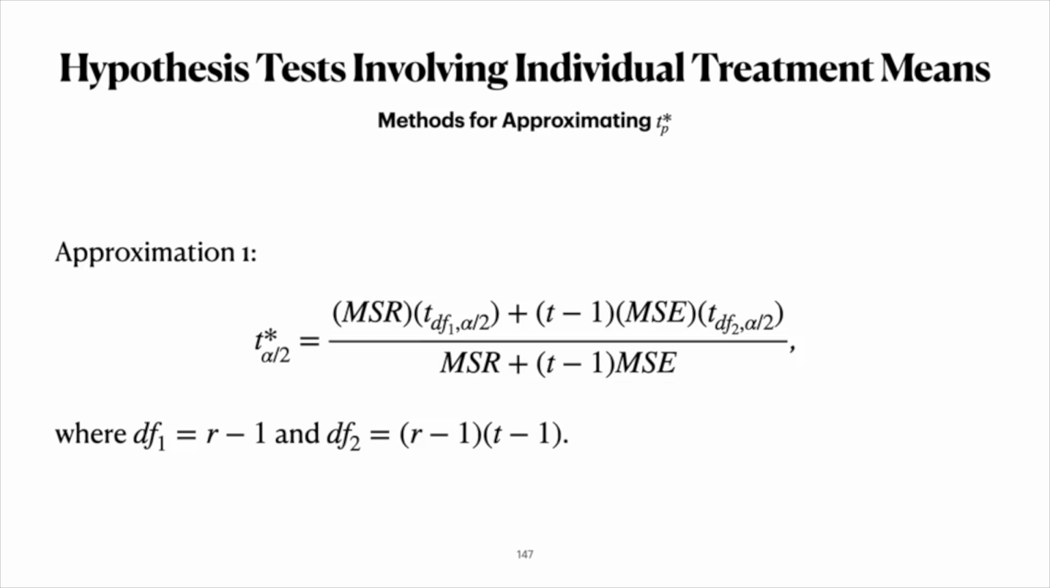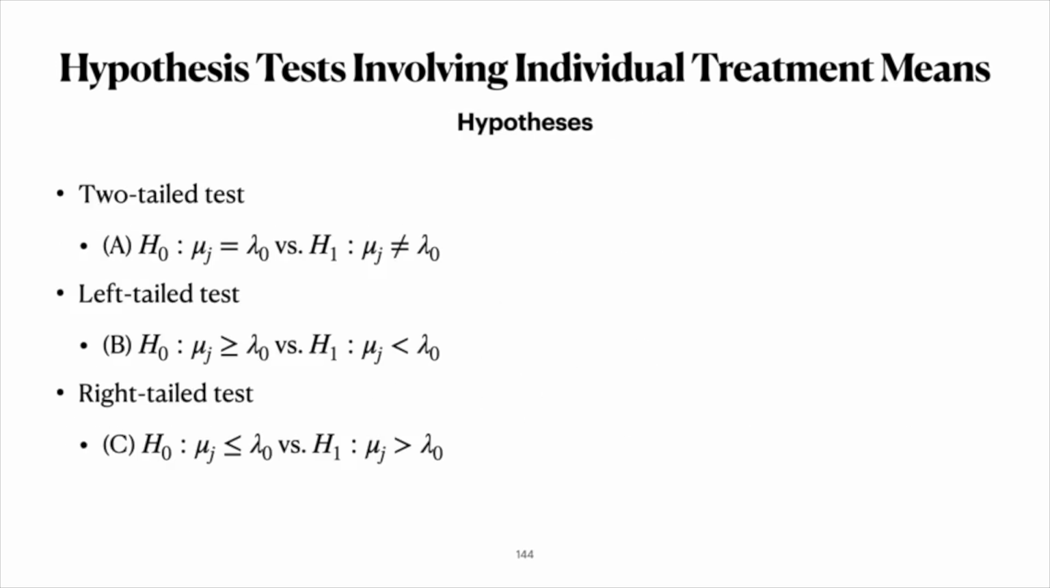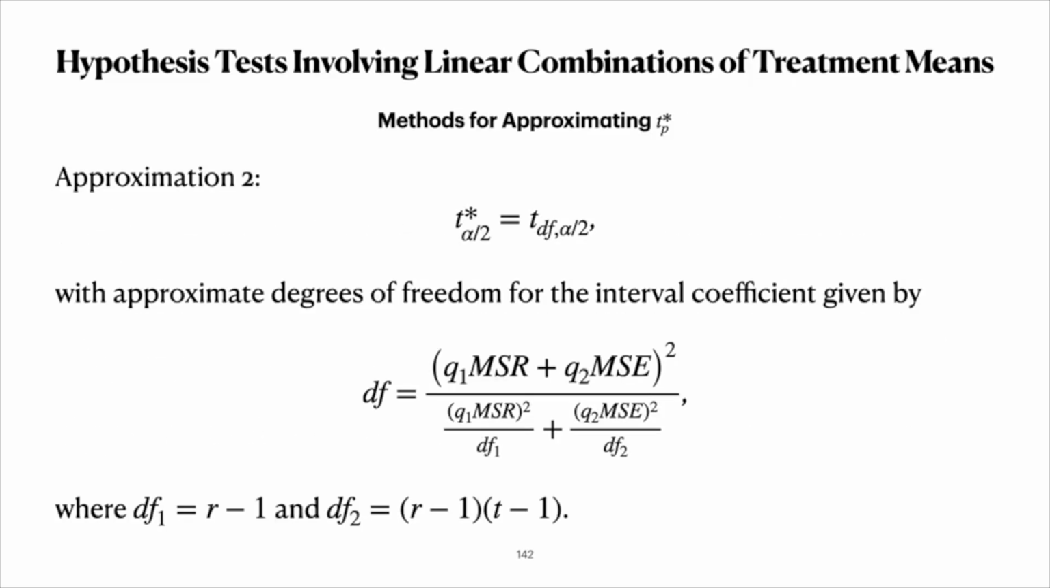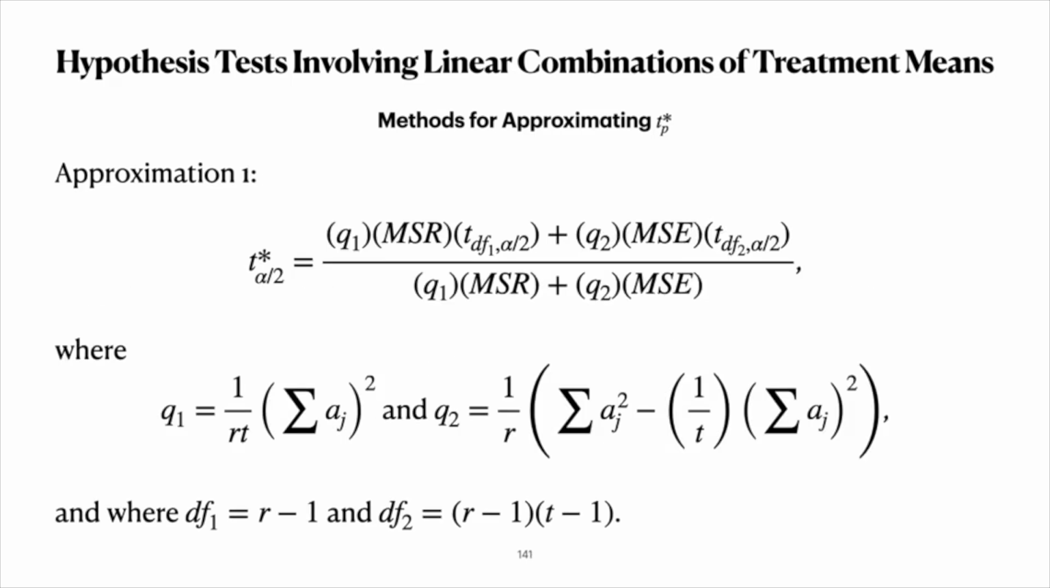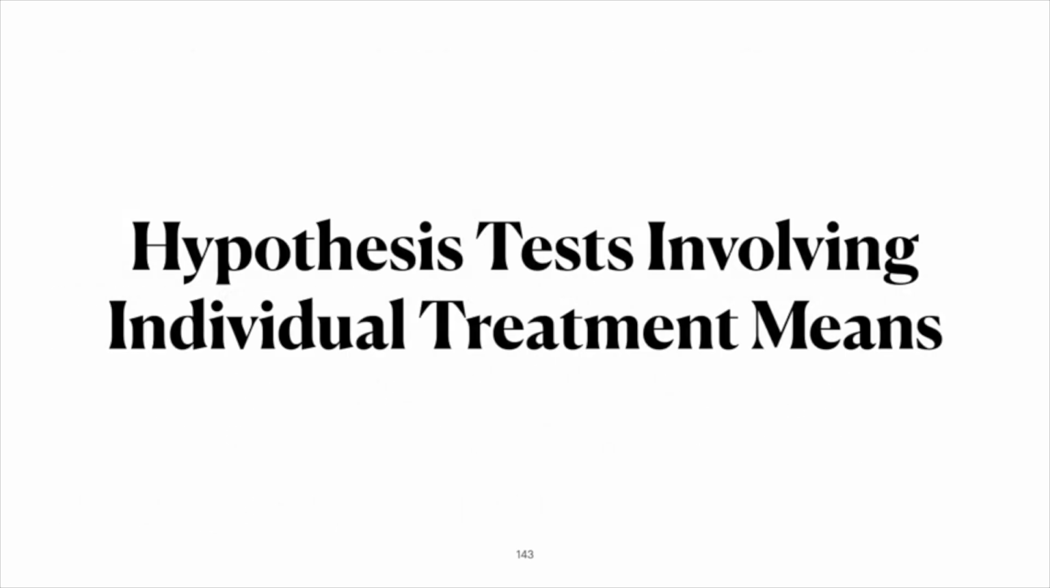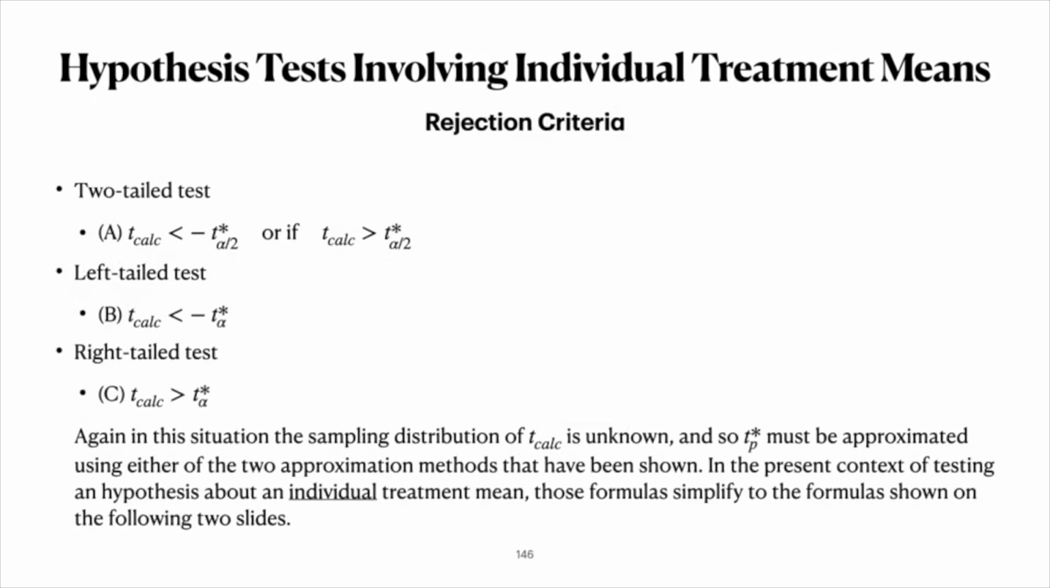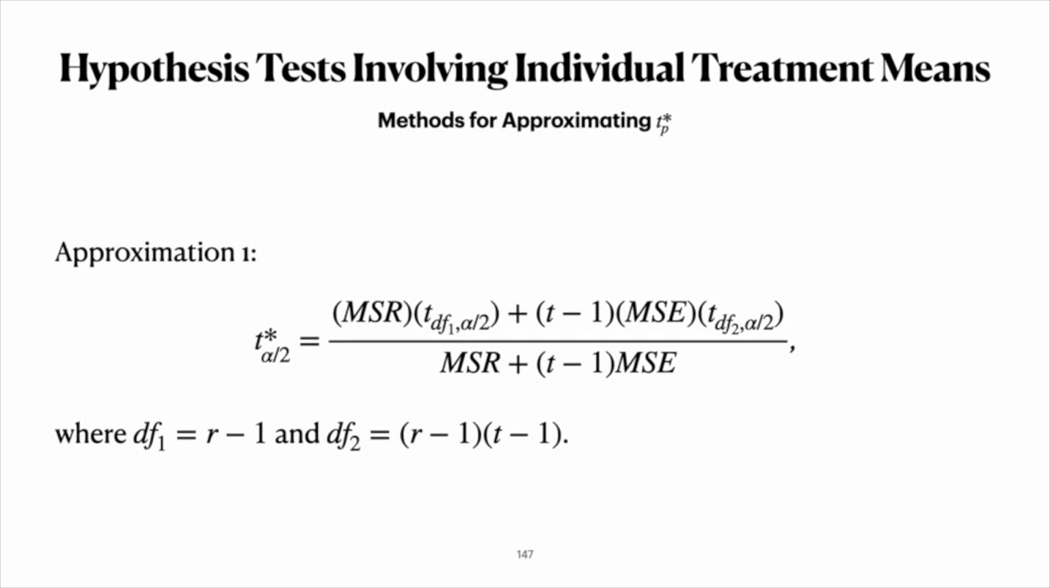If we're testing hypotheses involving non-contrast linear combinations of more than one treatment mean, then we would need to use these general formulas. And you could use these formulas if you're testing hypotheses about one treatment mean. If you do, you would get the same value that you would get if you use the simplified formulas. But I'm just providing the simplified formulas in these slides down here just to show you that they do simplify a little bit, and it may make it easier for you to calculate.